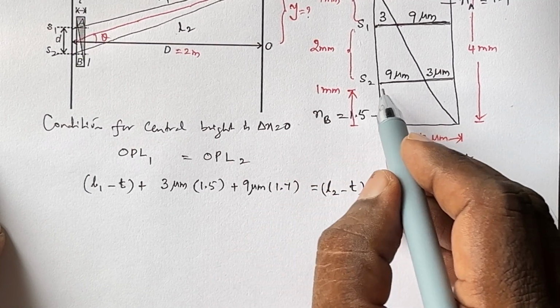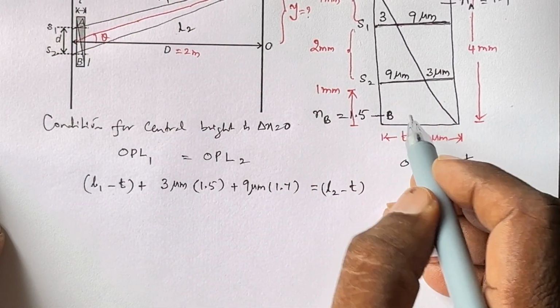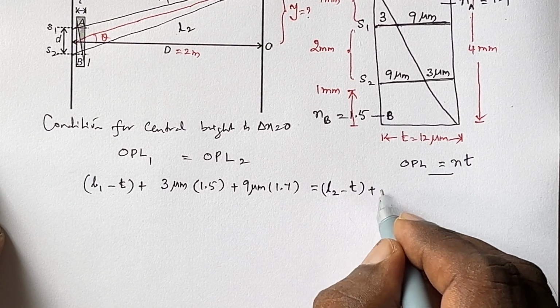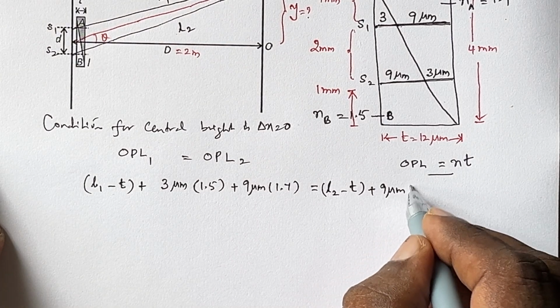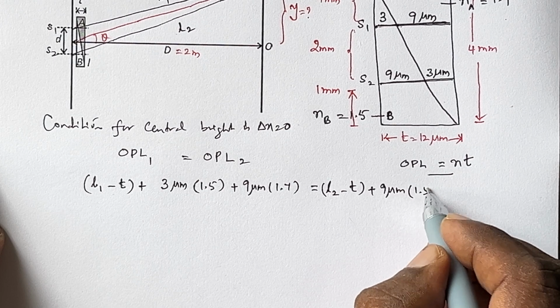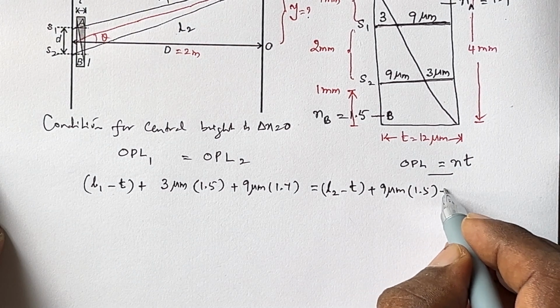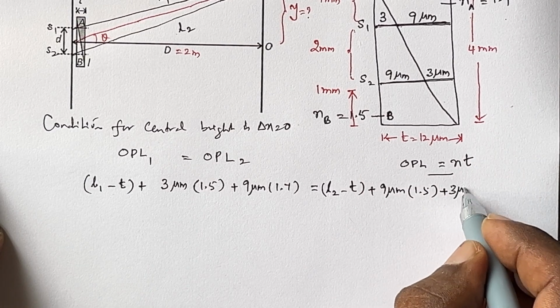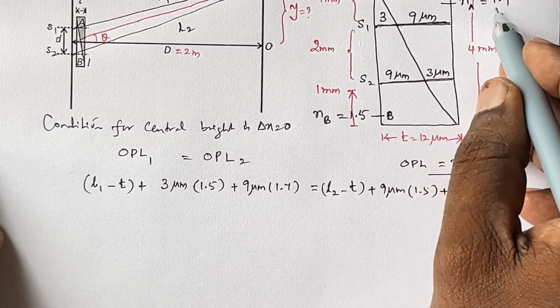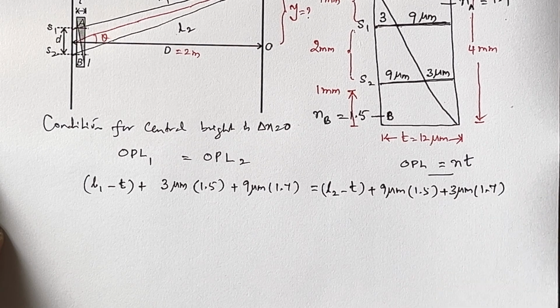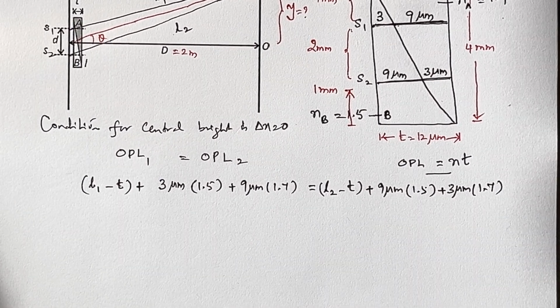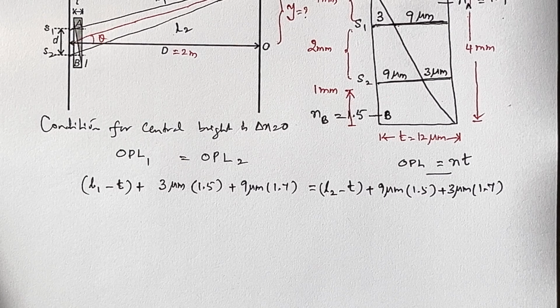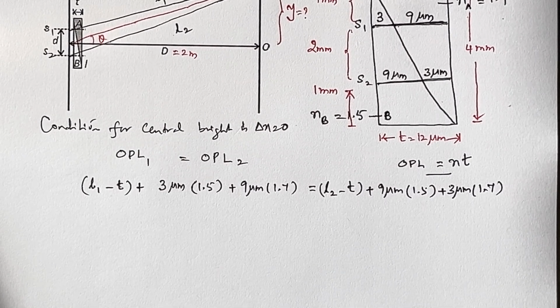And see the second, S2, 9 micrometer it has to travel in B. So plus 9 micrometer into B refractive index 1.5, and plus now 3 micrometer distance it has to travel through A, refractive index 1.7. So the condition for the central bright we have written. So let us simplify these values.